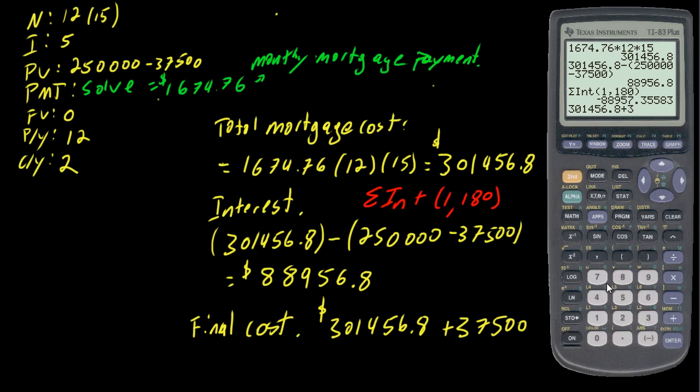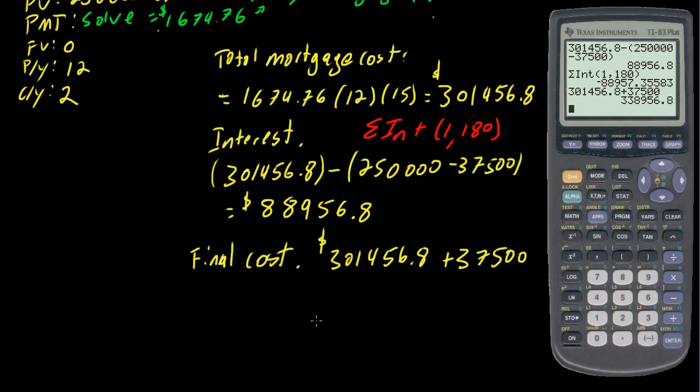Plus 37,500. And for option 1 here, with this down payment, they're going to end up paying everything said and done after the 15 years are over. They're going to spend $338,956.80 after everything's said and done. Cool. So that's with that down payment.